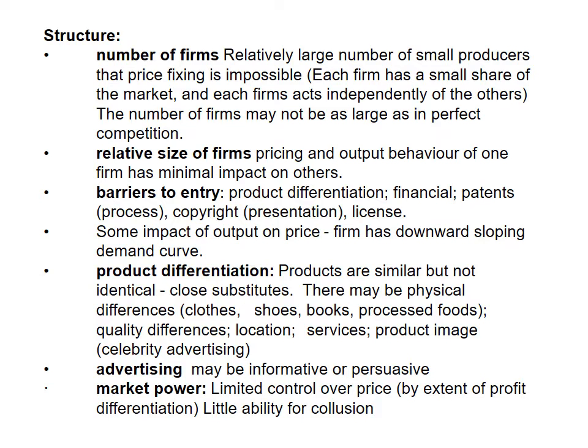And barriers to entry, we do have some, such as product differentiation, financial, patents, copyright, licenses, and there's some impact of output on price, again with the firm having a downward sloping demand curve. And as discussed, the products can be similar but not identical. They can be close substitutes. There may be physical differences if you think of clothes, shoes, books, processed foods, or quality differences or location differences.